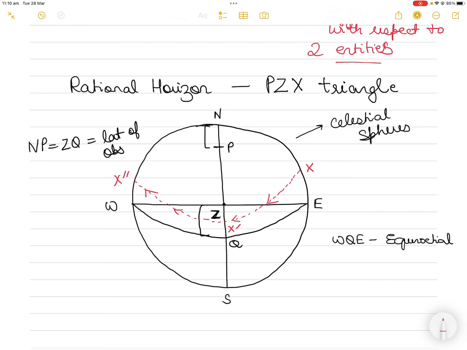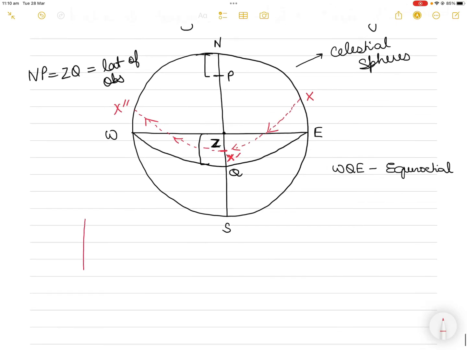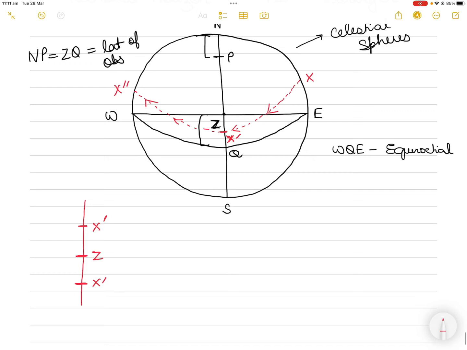When the celestial body is on the meridian of the observer, when it is at the position x dash, that means if I just draw a straight vertical line and I call this Z, this is the observer, and the celestial body is in the same meridian as the observer. So either it is here or it is here depending on the latitude and the declination of the observer and the celestial body. So it could be north of the observer or south of the observer, and they are both in one line, right?